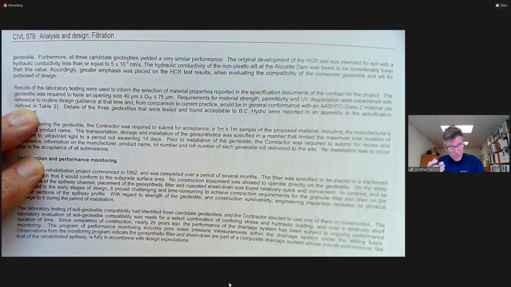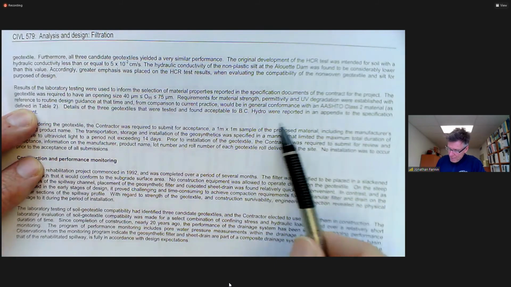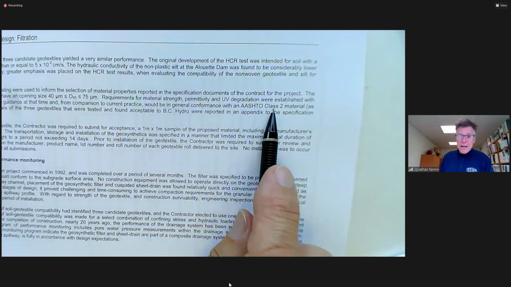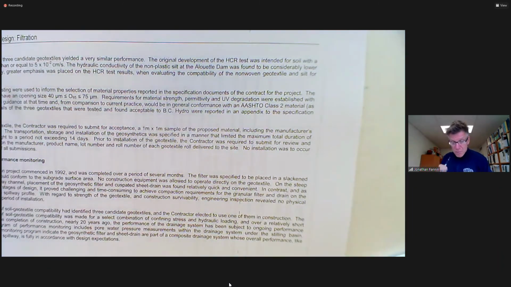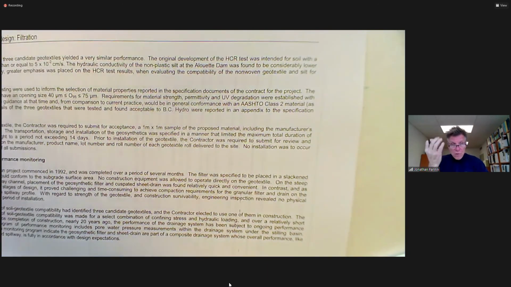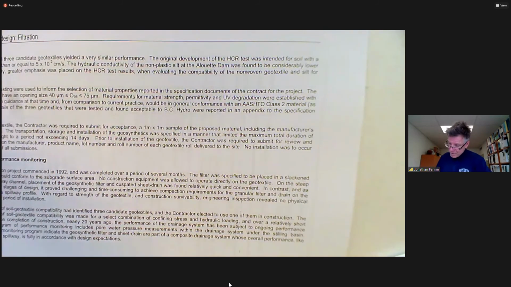That would have, to tell you the truth, been AASHTO's M288 approach. And they would be in general conformance with an AASHTO Class 2, not the strongest, the mid-strength material. We didn't feel that we needed a super strong material given the amount of engineering preparation and engineering supervision of construction, and we weren't dropping riprap on it, all that sort of thing.